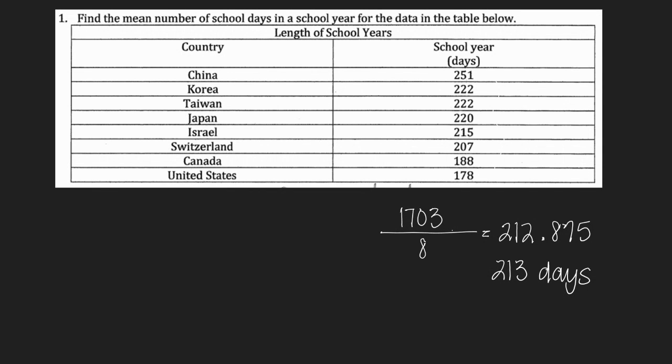So remember, to find average or mean, we simply add up all the numbers and divide by how many there are.